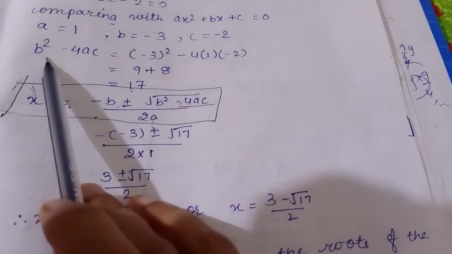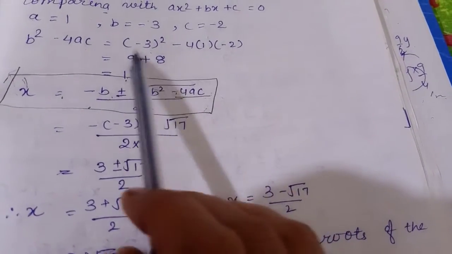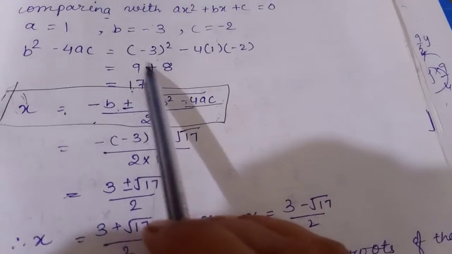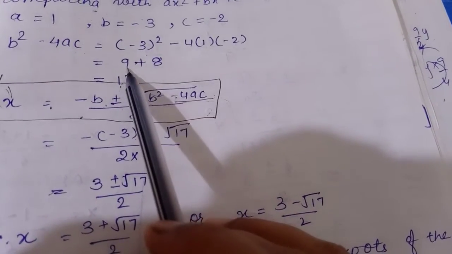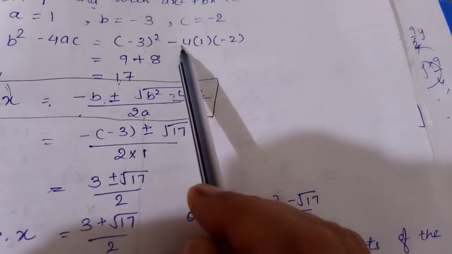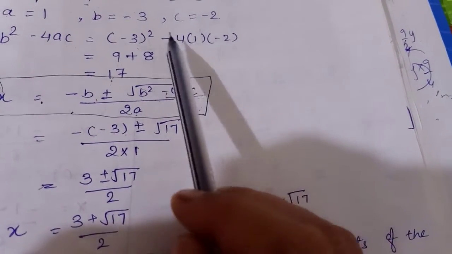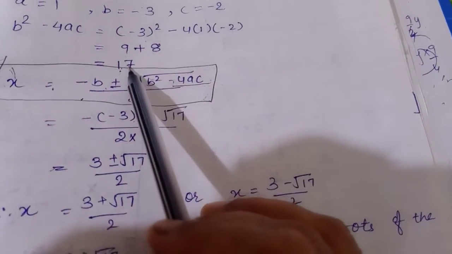So that's why first we will solve b square minus 4ac, as by putting the values we will easily get the value as 17. Let's see how it is done. In place of b we have put minus 3, so minus 3 the whole square will be 9. Then minus 4ac, that is minus 4 into, in place of a 1, in place of c it will be minus 2. So minus minus will get plus and it will become 8. So 9 plus 8 will be 17.